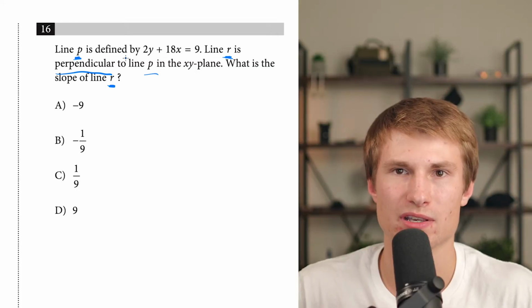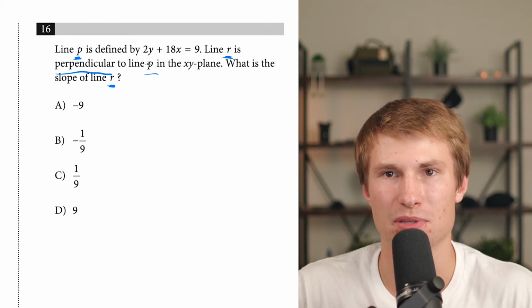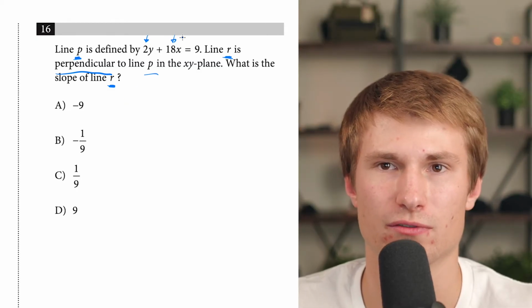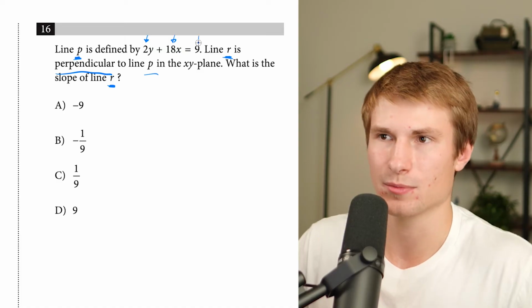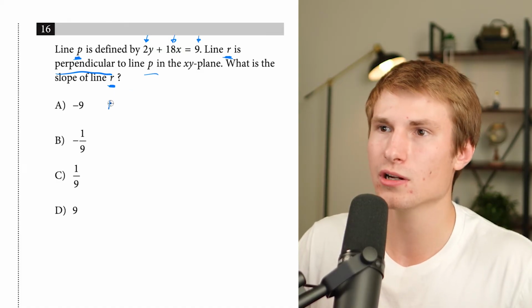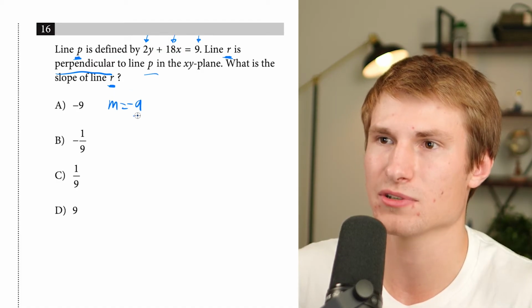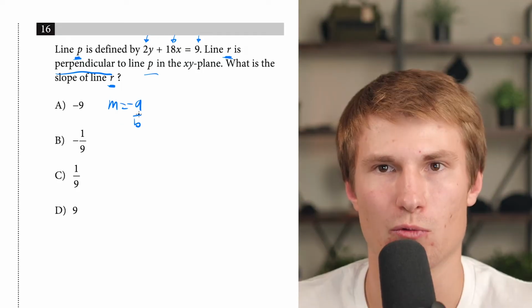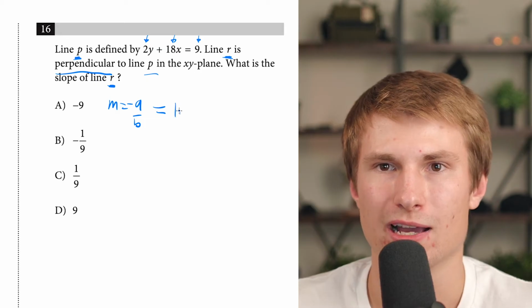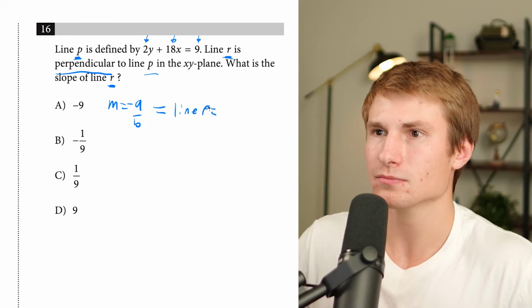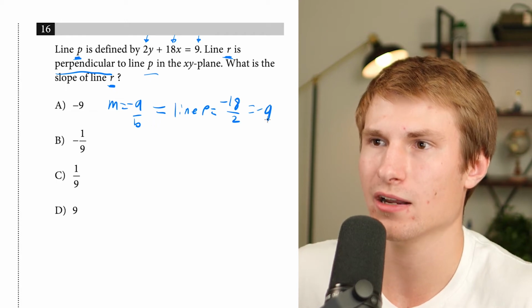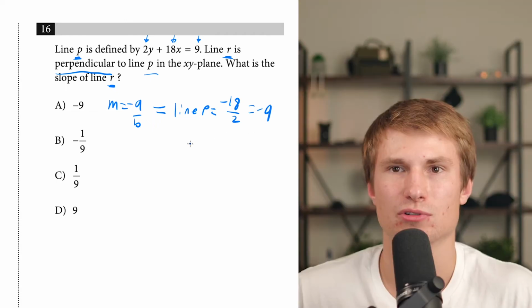So I'll go ahead and show you this by first calculating the slope of line P. Line P is in standard linear form. That's where you have a coefficient in front of your y plus a coefficient in front of your x, and then that's set equal to some constant. With standard linear form, you can get the slope from m equals negative a over b, where a is the coefficient in front of x and b is the coefficient in front of y. So for line P, that's going to be negative 18 over 2, which is equal to negative 9.